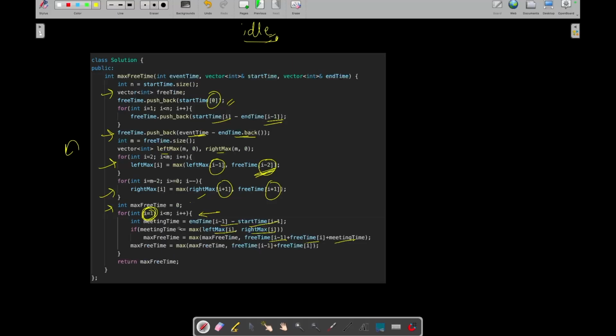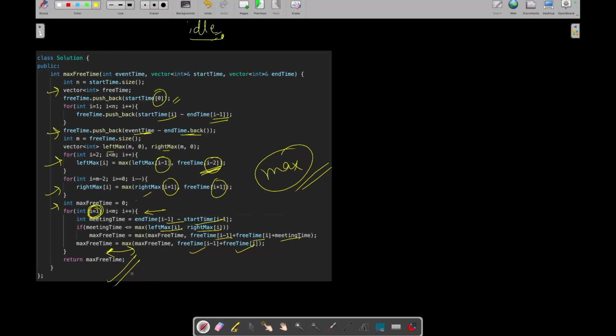And if we can't pick and place, or if we can, we will still need to consider the case of sliding, as we need to find the longest available free slot. For sliding, that is G1 plus G2, we will not add the meeting time because the meeting will still exist in that duration. And by the end of this loop, we will simply return this maximum free time.